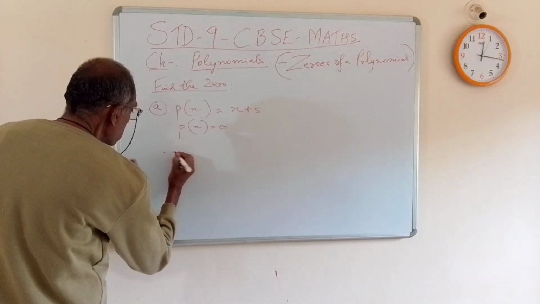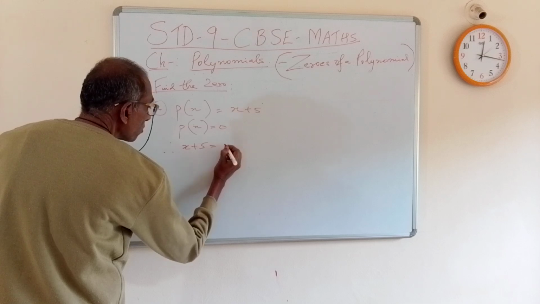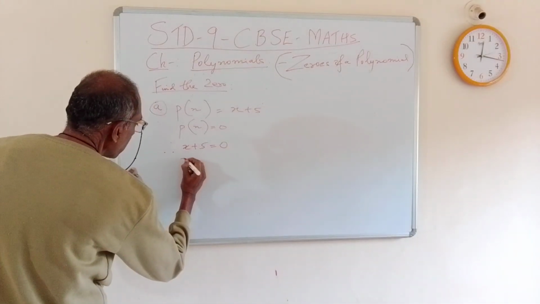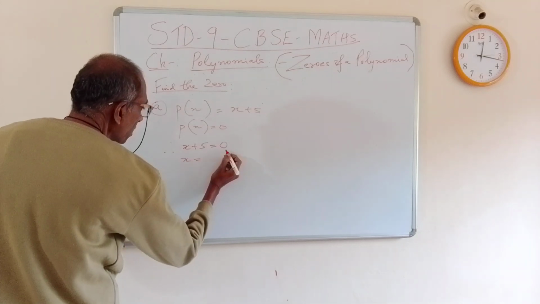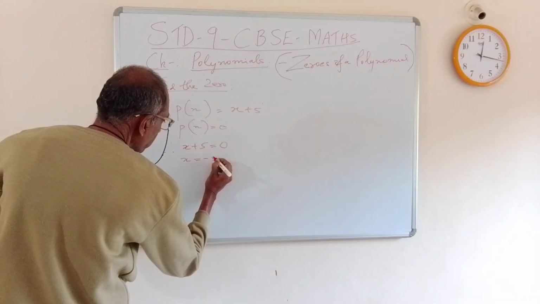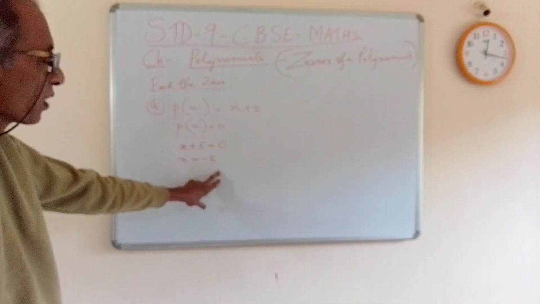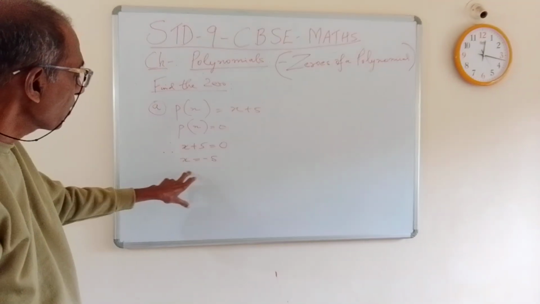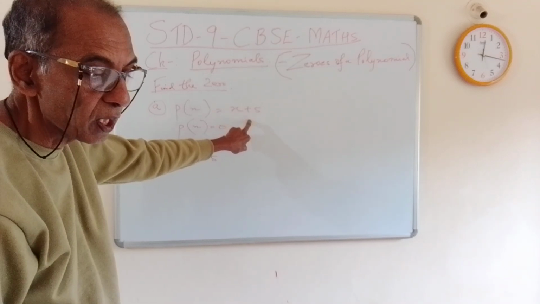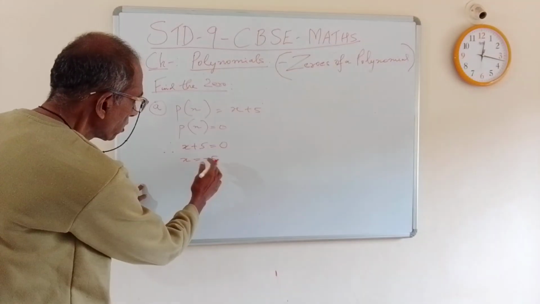Therefore, x plus 5 is equal to 0. Okay. Then we have to find the value of x. So x is equal to, naturally plus 5 will go to the other side, so it will become minus 5. So we have found the value of x is minus 5. If we are taking x as minus 5 in this expression, we will get the answer 0. If we substitute, this is the answer, x is equal to minus 5.